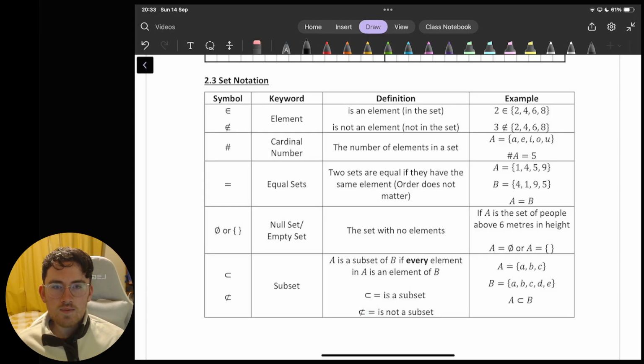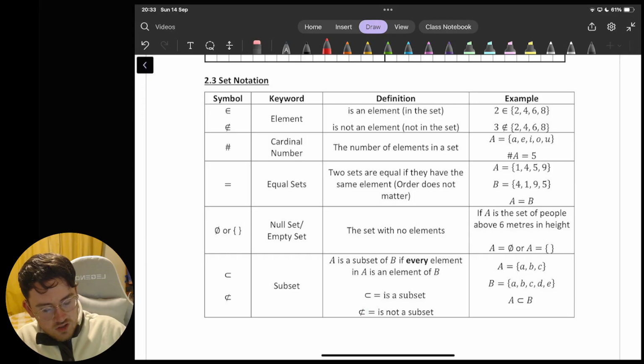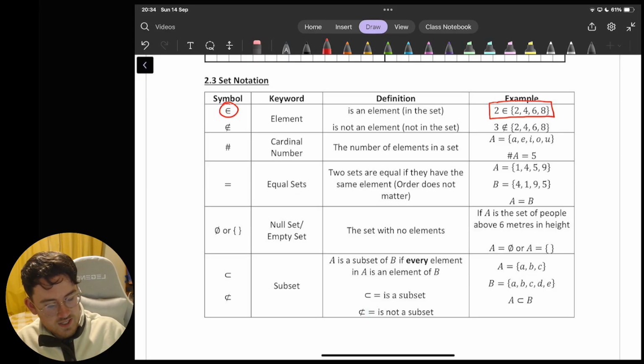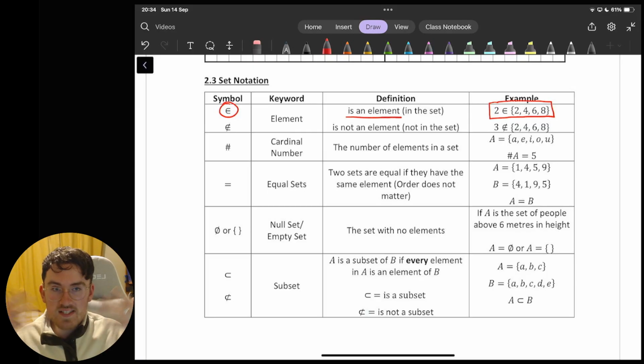And we have two symbols that are related to the word element. The first symbol here is just an E symbol, and that just means it is an element of the set. The way that I would write that out is given over on the left hand side here. So for example, the number 2 is an element of the set 2, 4, 6, 8. So it is an element because it is in there. That's what we're saying to ourselves as we're looking at it.